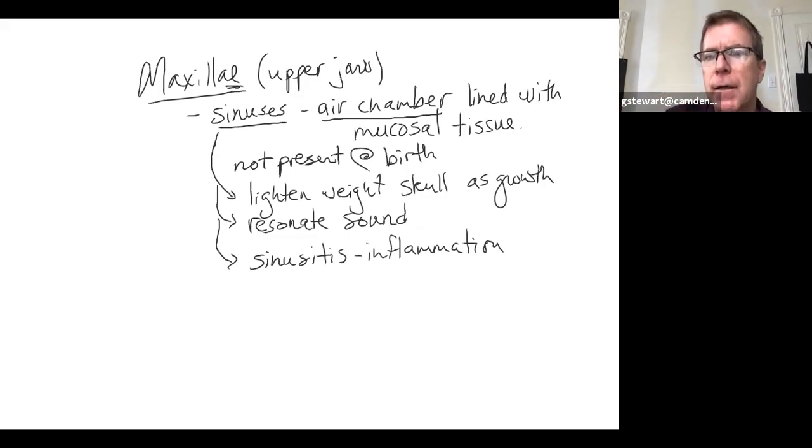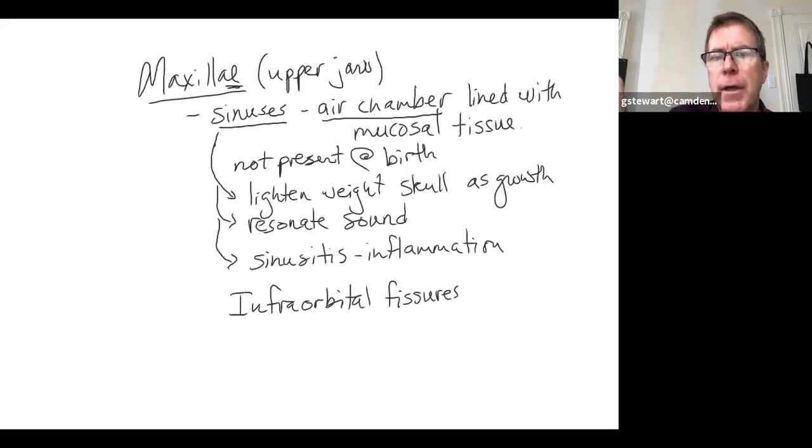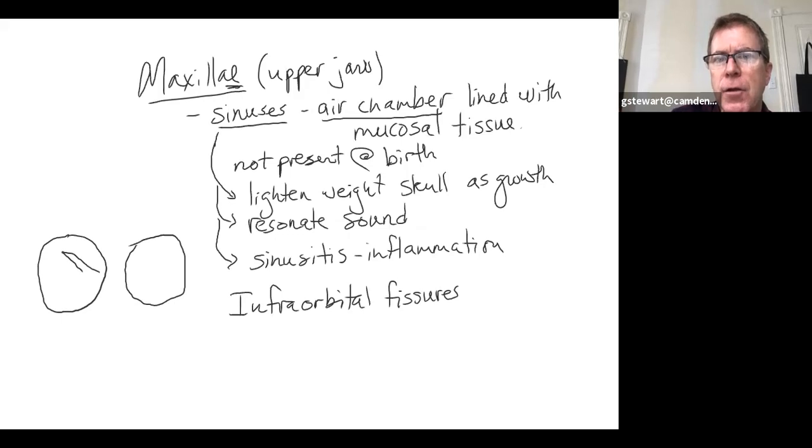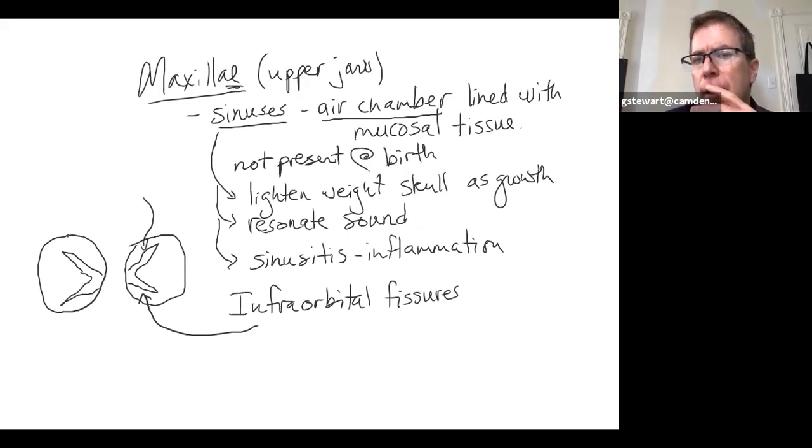Last thing on the maxilla I'm going to mention are the infraorbital fissures. So in those eye sockets that we drew earlier, they're called orbits, we have that X. They look almost like cracks or crevices in the rear of the orbits. The infraorbital fissures are part of the maxilla. The supraorbital fissures are part of the sphenoid bone.